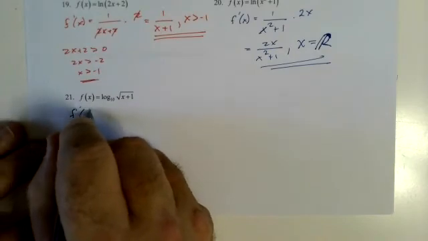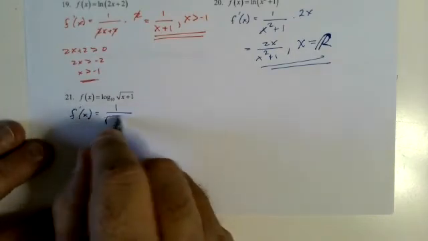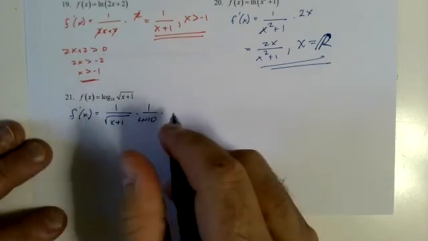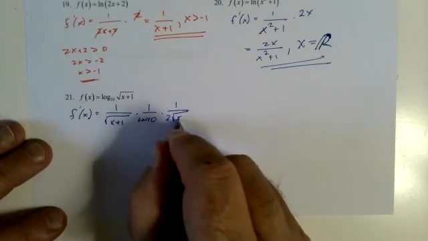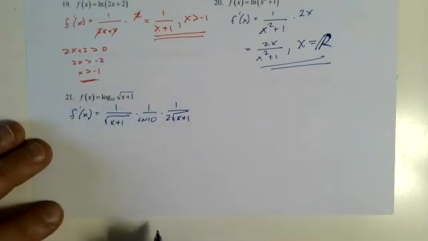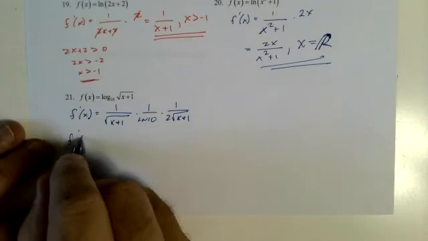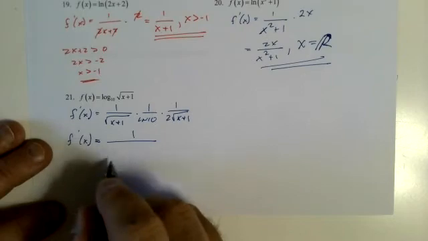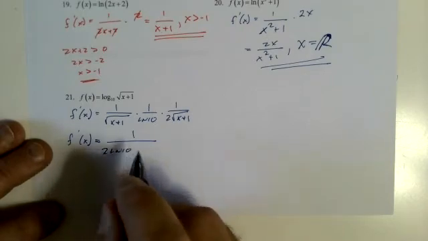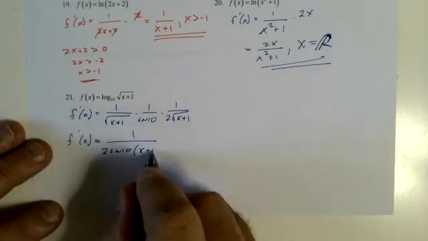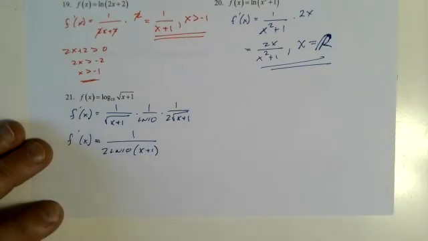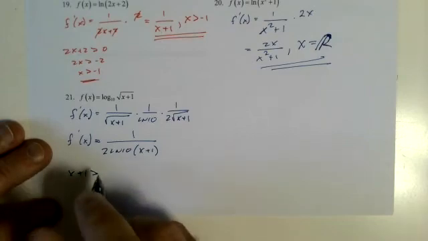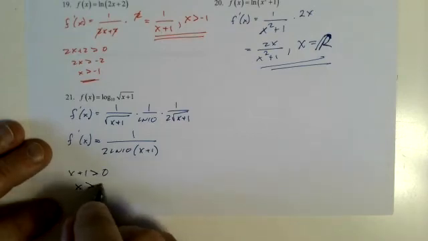F prime of x equals 1 over root x plus 1 times 1 over ln of 10 times 1 over 2 root x plus 1. F prime of x equals 1 over 2 ln of 10 root x plus 1 times x plus 1. And x plus 1 has to be greater than 0, x has to be greater than negative 1.